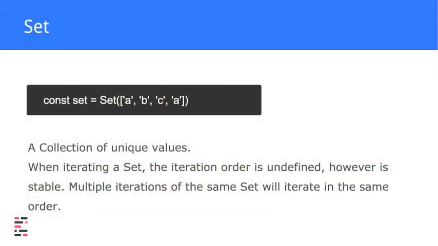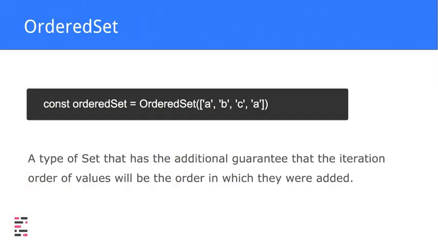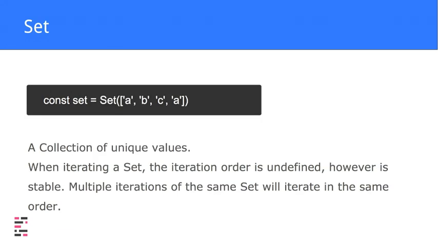So we've gone over set. We have an ordered set, which is, again, you're seeing that same pattern that will go through the different collections. It's a type of set that has the additional guarantee that the iteration order of values will be the order in which they were added. So here it's A, B, C, D instead of B, A, or whatever. I'm sure that's a valid set.